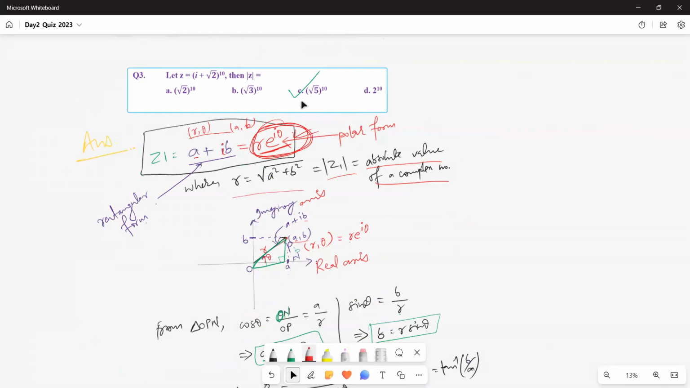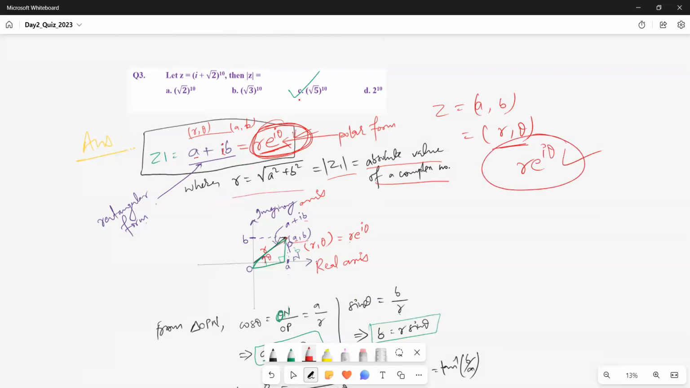So in many of the syllabus, they have given this thing. A complex number is given by a comma b, that is rectangular form notation, polar form notation r comma theta. But sometimes we are not familiar that this r theta can be also written as r e to the power I theta. So just note it down so that you don't miss it, right?